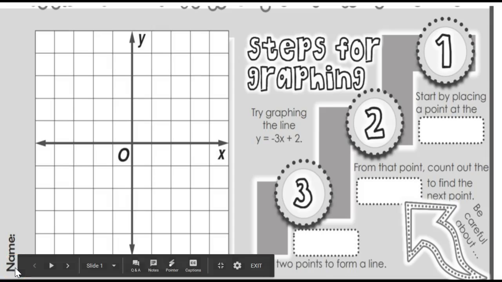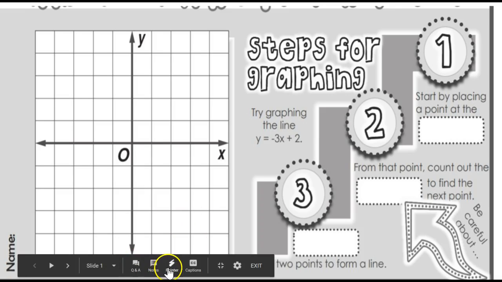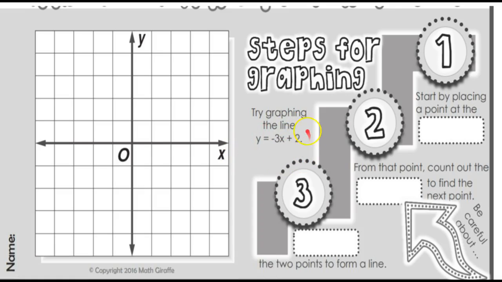So now we're going to learn how to graph without the ratio tables that we created before. We can graph just by looking at our slope and our y-intercept. So the first thing I want you to do is fill this in. Whenever we graph a line, we start by placing a point at the y-intercept. Please write that on your notes. You're going to start there every single time.